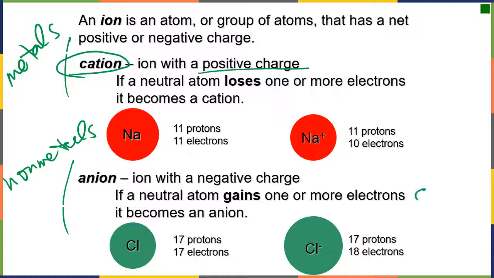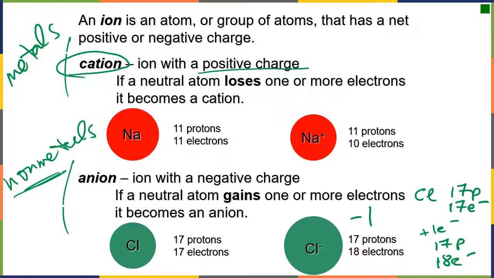So for example, if we have chlorine, chlorine is neutral such that it has 17 protons and 17 electrons. Chlorine is a nonmetal, so it's going to gain electrons. In this case, it gains 1 electron. And when it does, it's going to have 17 protons and 18 electrons. Because electrons are negative, this is going to give it a net charge of -1.